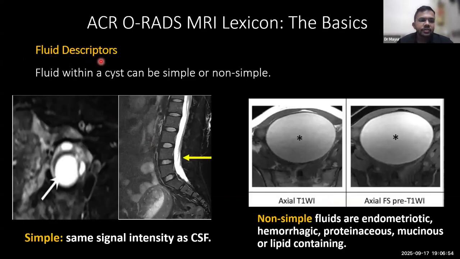The fluid descriptors of the lesion. Fluid within the cyst can be either simple or non-simple as per the lexicon. Simple fluid is one that follows the same signal intensity as CSF. It will appear bright on T2 weighted images and dark on T1 weighted images. Non-simple fluid will have variable signal intensity on T1 and T2 weighted images. Generally, they are bright on T1 weighted images, and if it is a non-lipid containing fluid, it will not show any signal suppression on fat sat images. Non-simple fluid can be endometriotic, hemorrhagic, proteinaceous, mucinous, or lipid containing.